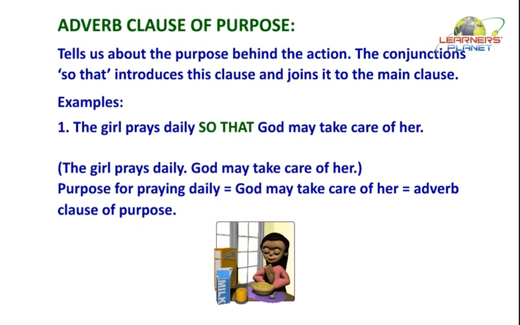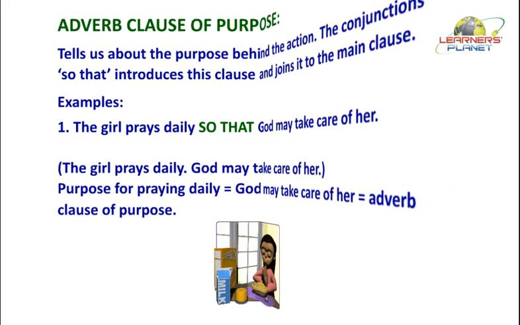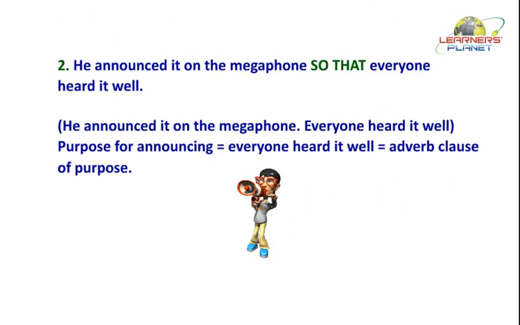As the name suggests, this clause introduces the purpose behind any action. The conjunction "so that" is used to join an adverb clause of purpose to the main clause. See the examples and understand this. Let us see some examples.